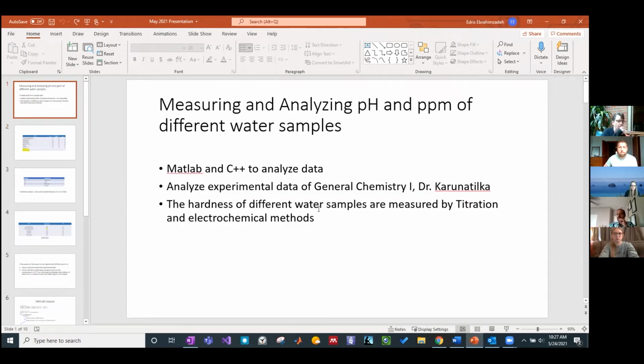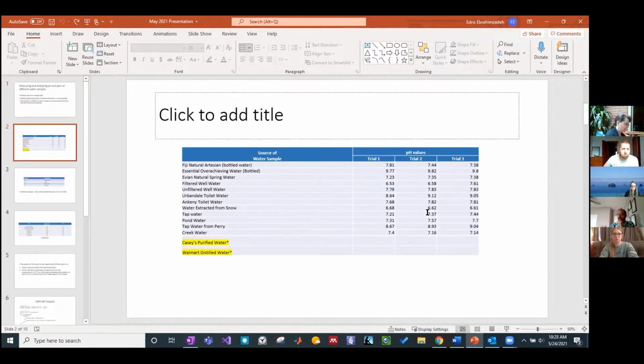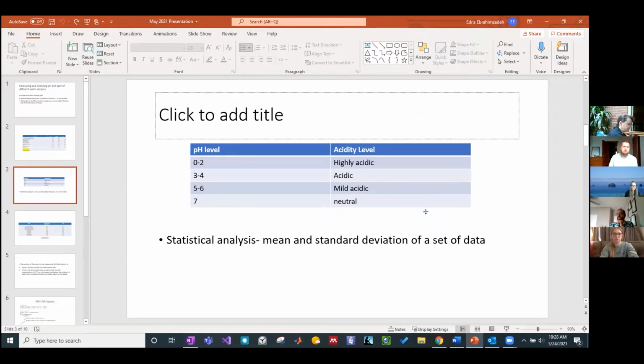The hardness of different water samples is measured by titration and electrochemical methods. These are the things that they learned in the chemistry lab. But in the programming course, they were asked to.